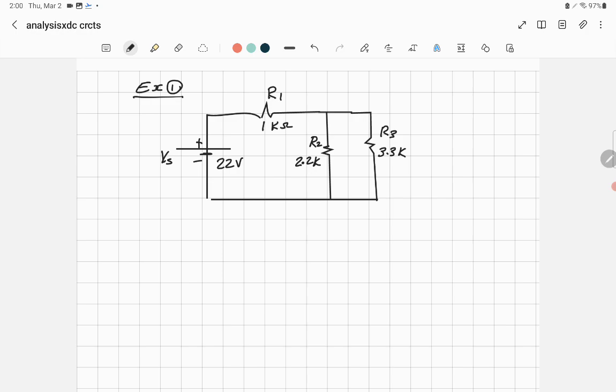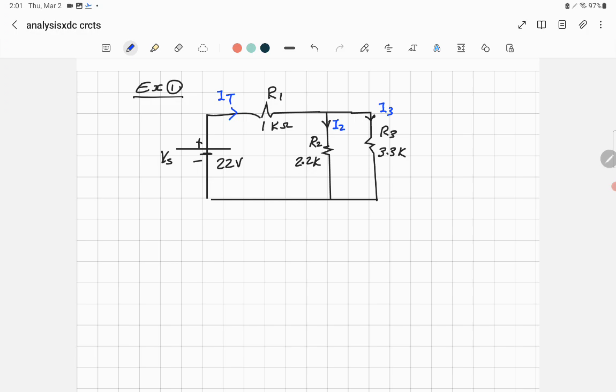It's required to find the current through the resistor R2 and the current through R3. So we'll call I2 the current that flows in R2, and I3 the current flowing in R3. We can say that the total current comes from the supply, IT. So it's required to find the currents in this circuit. How can we solve this problem?